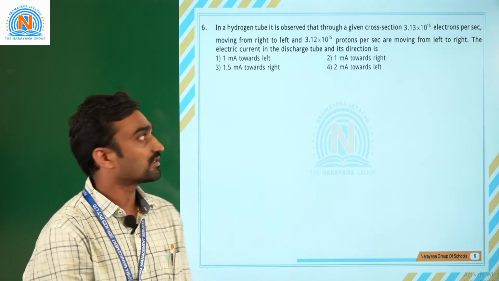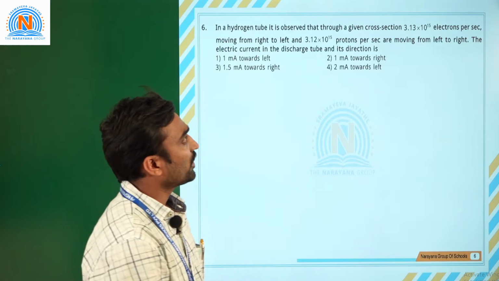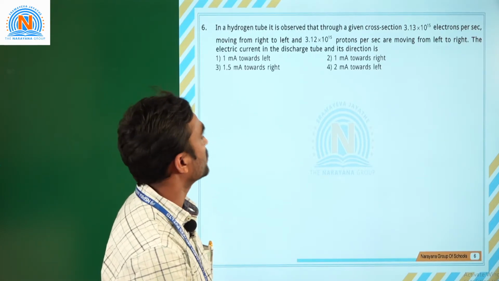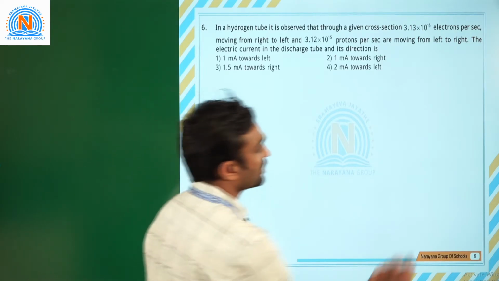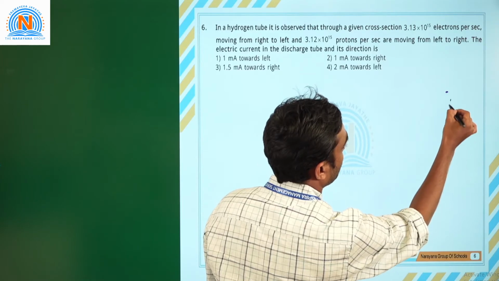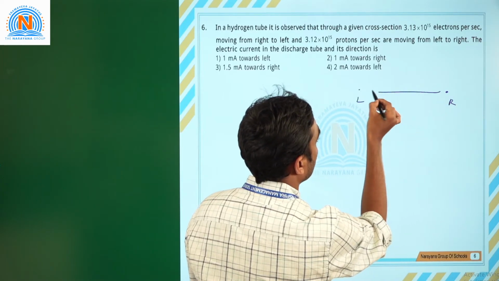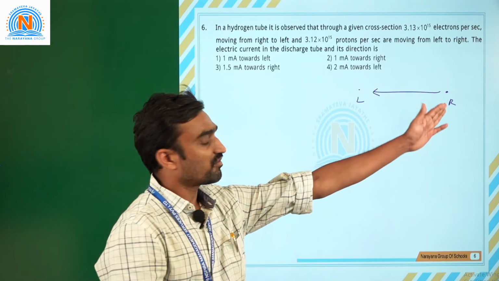So, this is an interesting question. In a hydrogen tube, it is observed that through a given cross section, 3.13 into 10 raised to 15 electrons per second moving from right to left. From right to left, that is, here say this point is our right side, say this point is our left side. Some electrons are flowing from right to left.